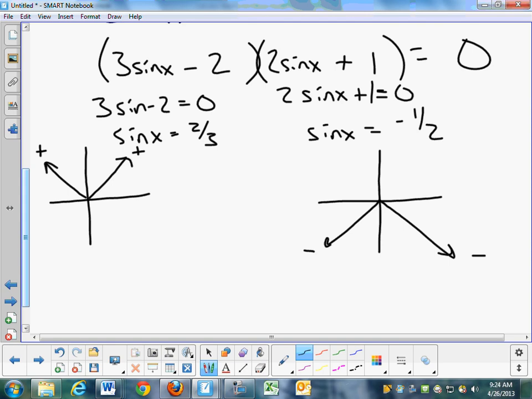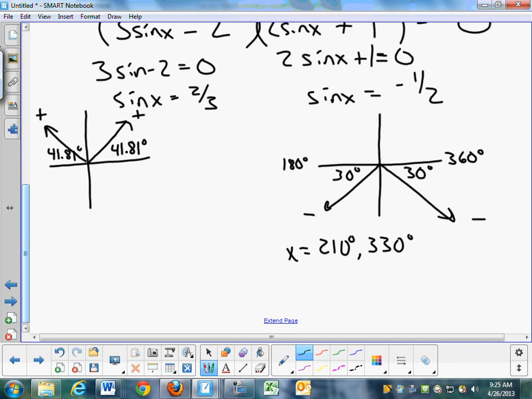Let's solve in degrees. 41.81. Thank you, Stewie. Very good. And 1/2, we should know that by memory. 30. So my solutions for x here are... Very good. So I'm 30 past 180, which is 210 degrees. I'm 30 behind 360, which is 330 degrees.